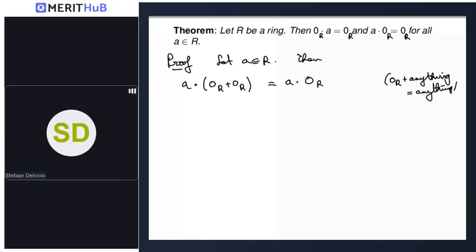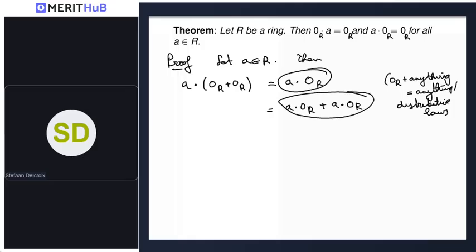Zero R. But I can also use the distributive laws to work this out. I get A times 0 plus A times 0. Okay? So I prove that this is equal to this. Just to make it a little easier, let me give that a name. A times 0R, I'm going to call this X. So what did we prove so far? X plus X is equal to X.